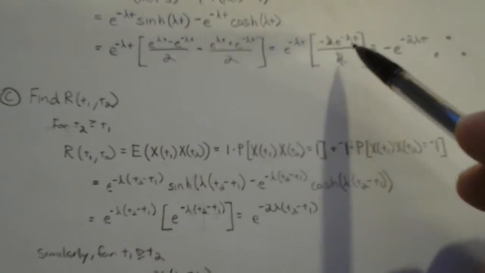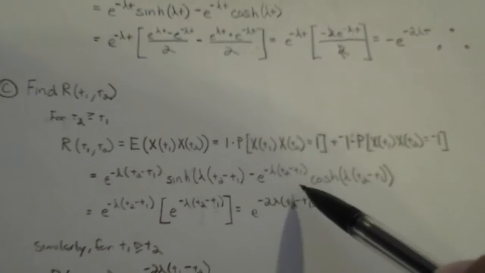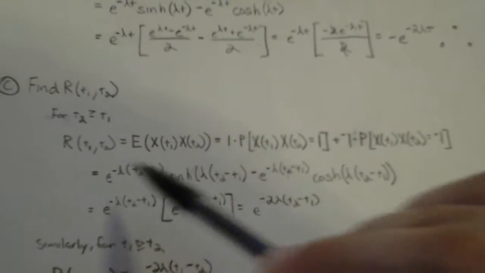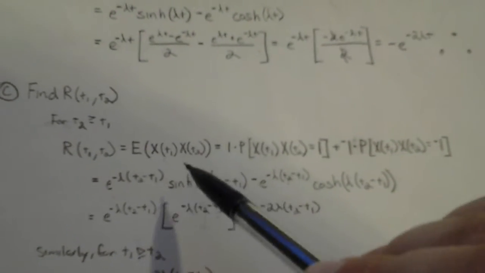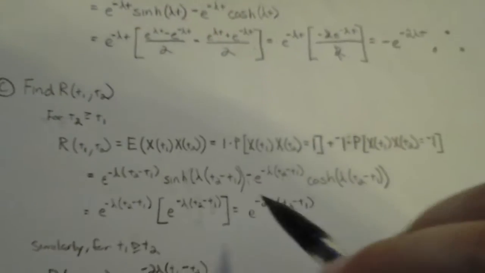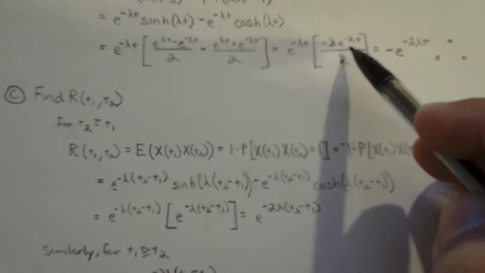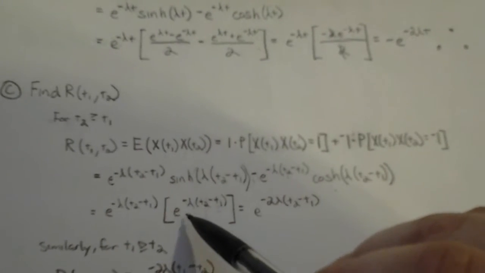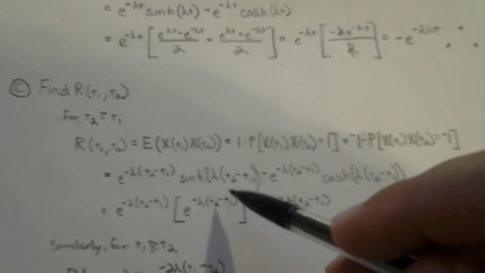Because what we figured out right here, we can bring this down right here. If we factor out this term, which we did, this is going to end up being the hyperbolic sine of this term right here, minus the hyperbolic cosine, which we basically did here. It's going to end up being this term. It's going to be e to the negative lambda times this difference, or what we sometimes call tau.